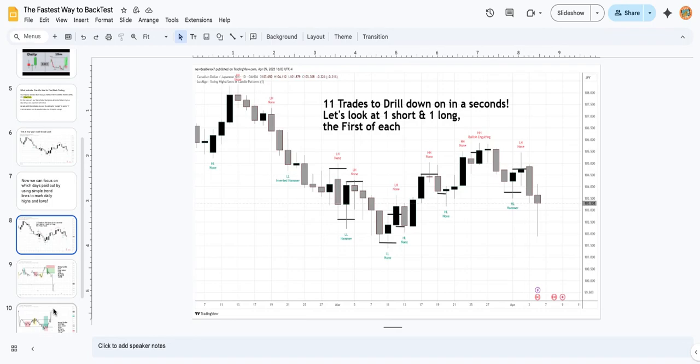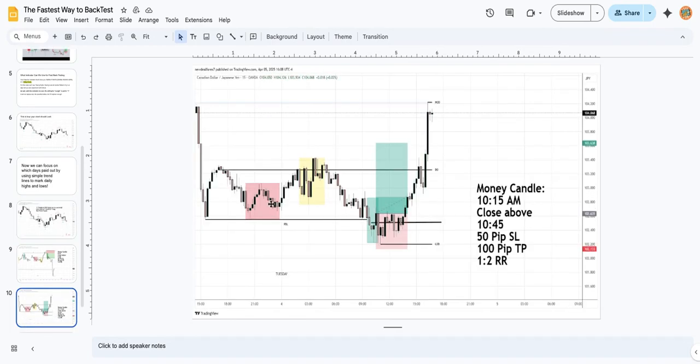So let's take a look at how that looks. Okay, so the day opens, price chops around a little bit, and then during the USA session, we have our money candle that appears at 10:15 at the low of the day. And then we just wait for price to close above the money candle. That's our entry to get in. And it did do that at 10:45. This would have been good for a 50 pip stop loss, a 100 pip take profit. And it just went straight up, all the way back up.